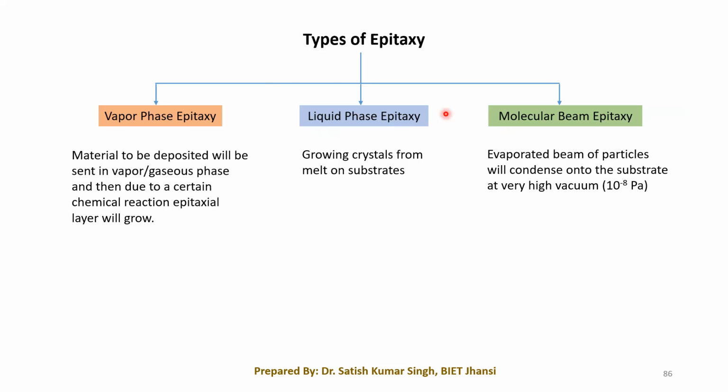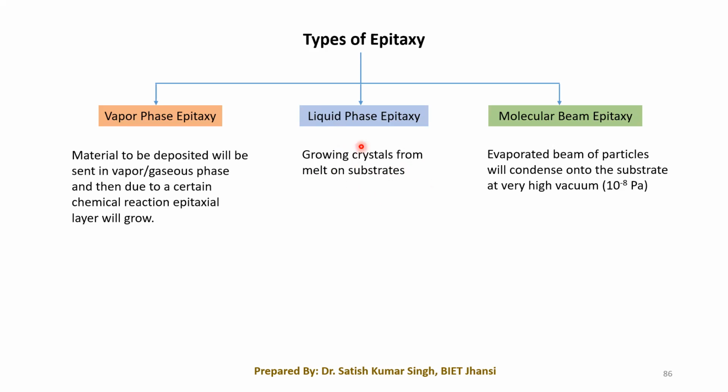So in the syllabus, we have to discuss vapor phase epitaxy, and then we have to talk about molecular beam epitaxy. Basically, these two techniques are mostly used. In vapor phase epitaxy, the material to be deposited is sent in the vapor or gaseous phase, and due to a certain chemical reaction, the epitaxial layer will grow. Similarly, in liquid phase epitaxy, it is sent in the form of liquid, and maybe this liquid will cool down and then form a particular layer.